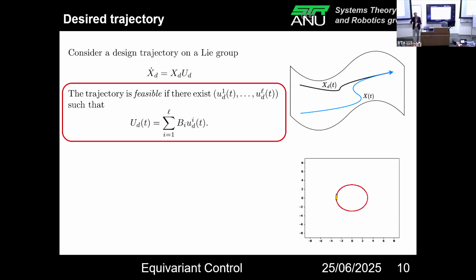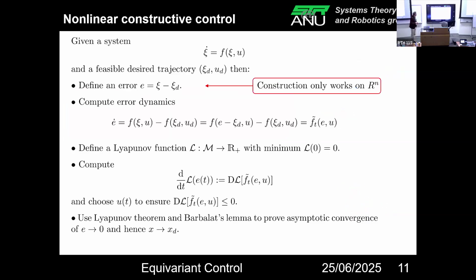So obviously I don't want to try and track a trajectory where the car is sliding sideways. That's not going to work. Right, nonlinear constructive control. This is the basic formula, right? So for the moment, imagine that this is just a nonlinear system on Rn. This is what a control engineer learns to do.